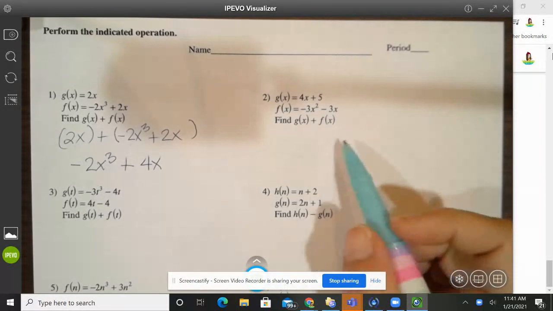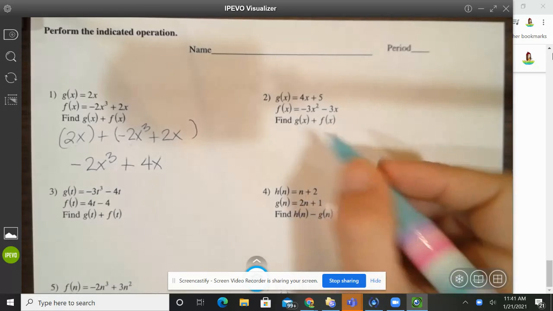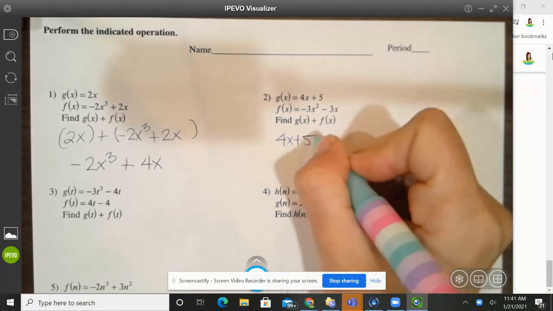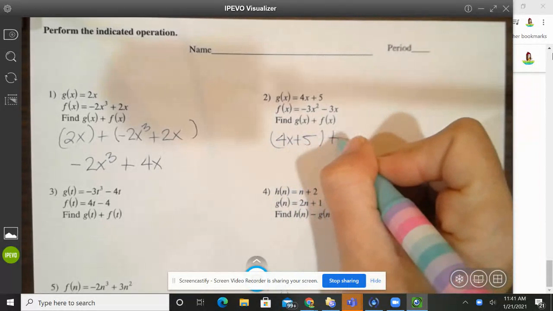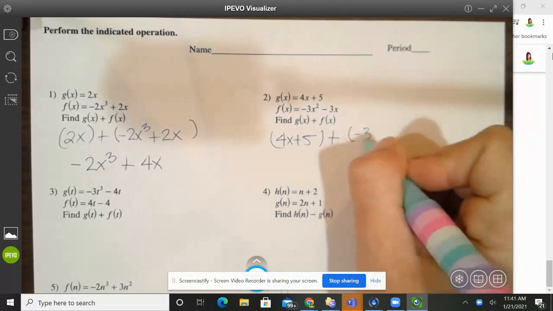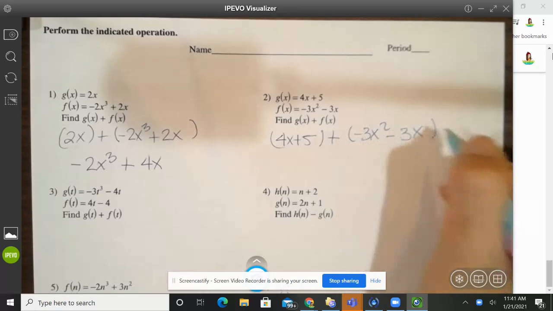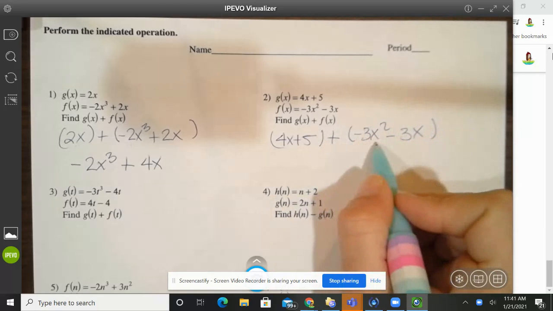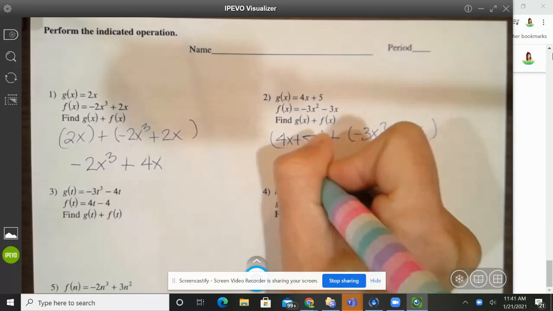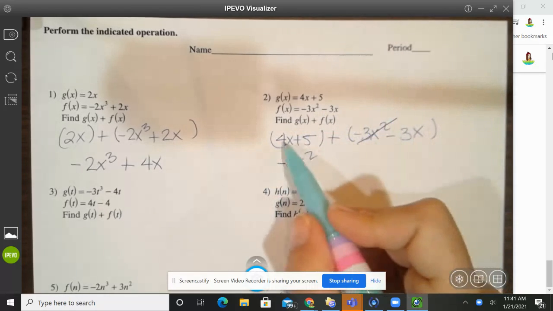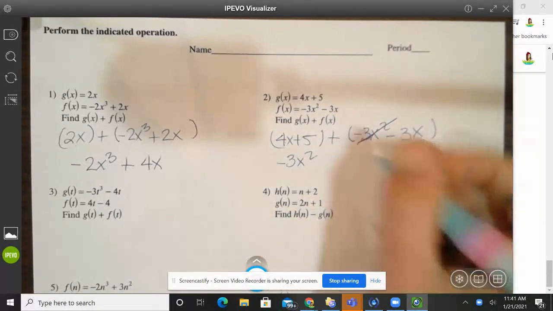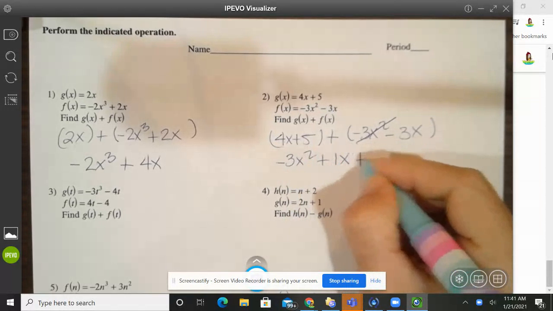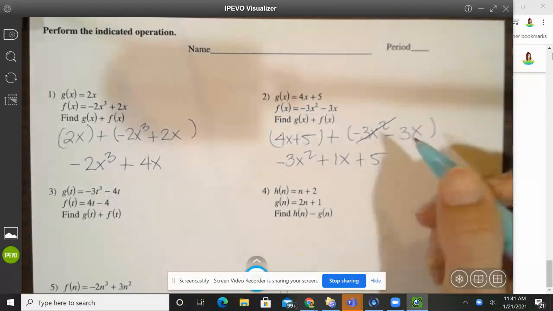Okay. All right. So let's do this one over here. We have 4x plus 5, and then plus f of x, which is negative 3x squared minus 3x. You can drop the parentheses and just go from here. My highest exponent is this one, so that's negative 3x squared. Then we combine this one and this one, so that's 4 minus 3, which is plus 1x, or plus x. And then you have that plus 5. And I'm done.